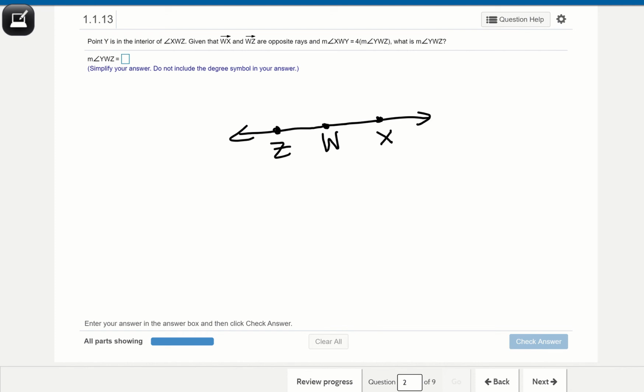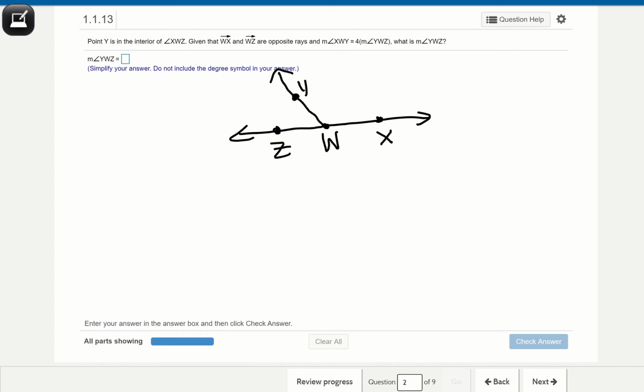And it says point Y is in the interior of some angle, and that angle is XWZ. So they're talking about this angle right here. Even though these are opposite rays, you can also consider this as an angle. And so point Y is somewhere in this angle. So let's just label point Y somewhere on the inside. And there it is, there's point Y. We don't know where it is, we just know that it's there somewhere. Now we can go ahead and draw a ray from W to Y.